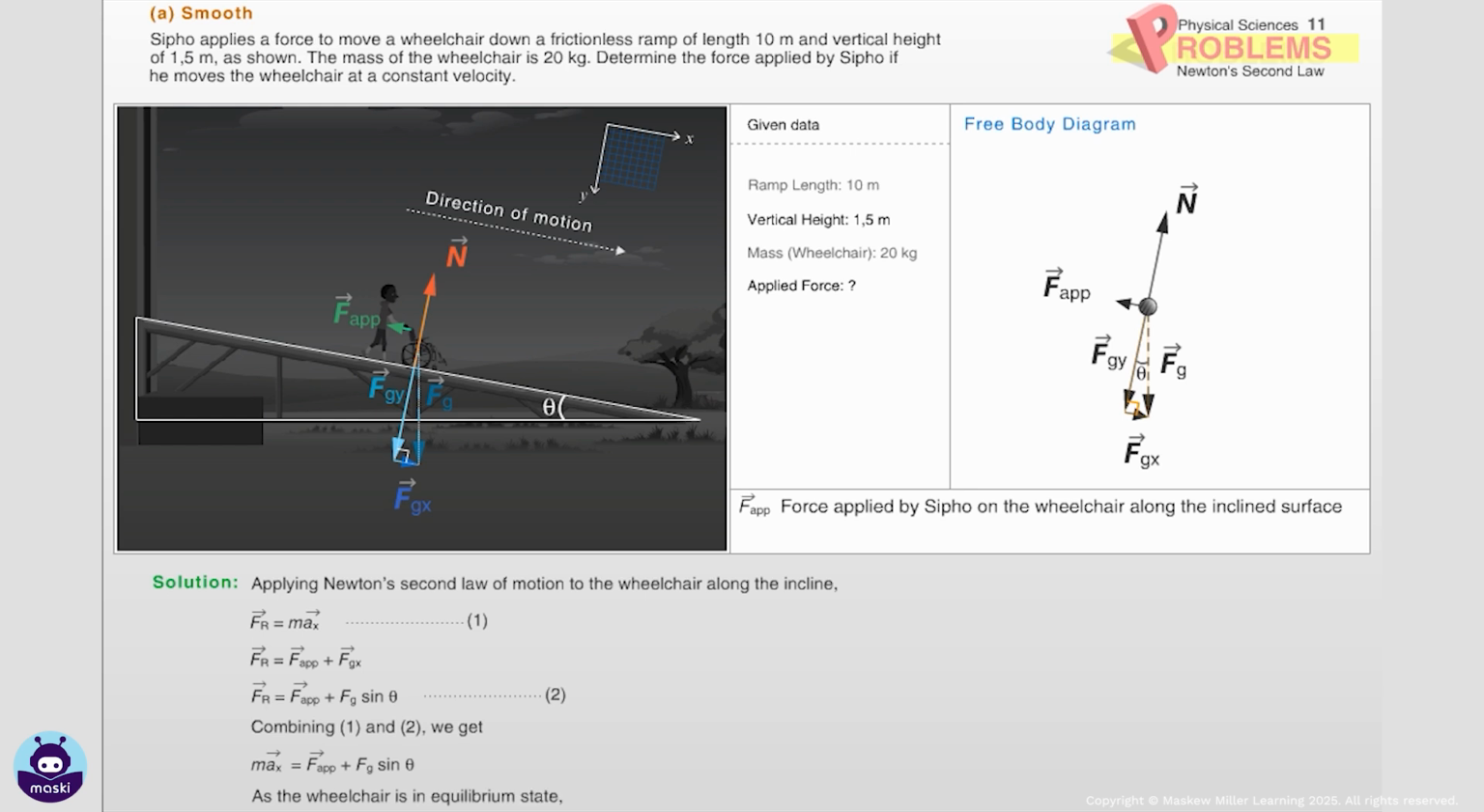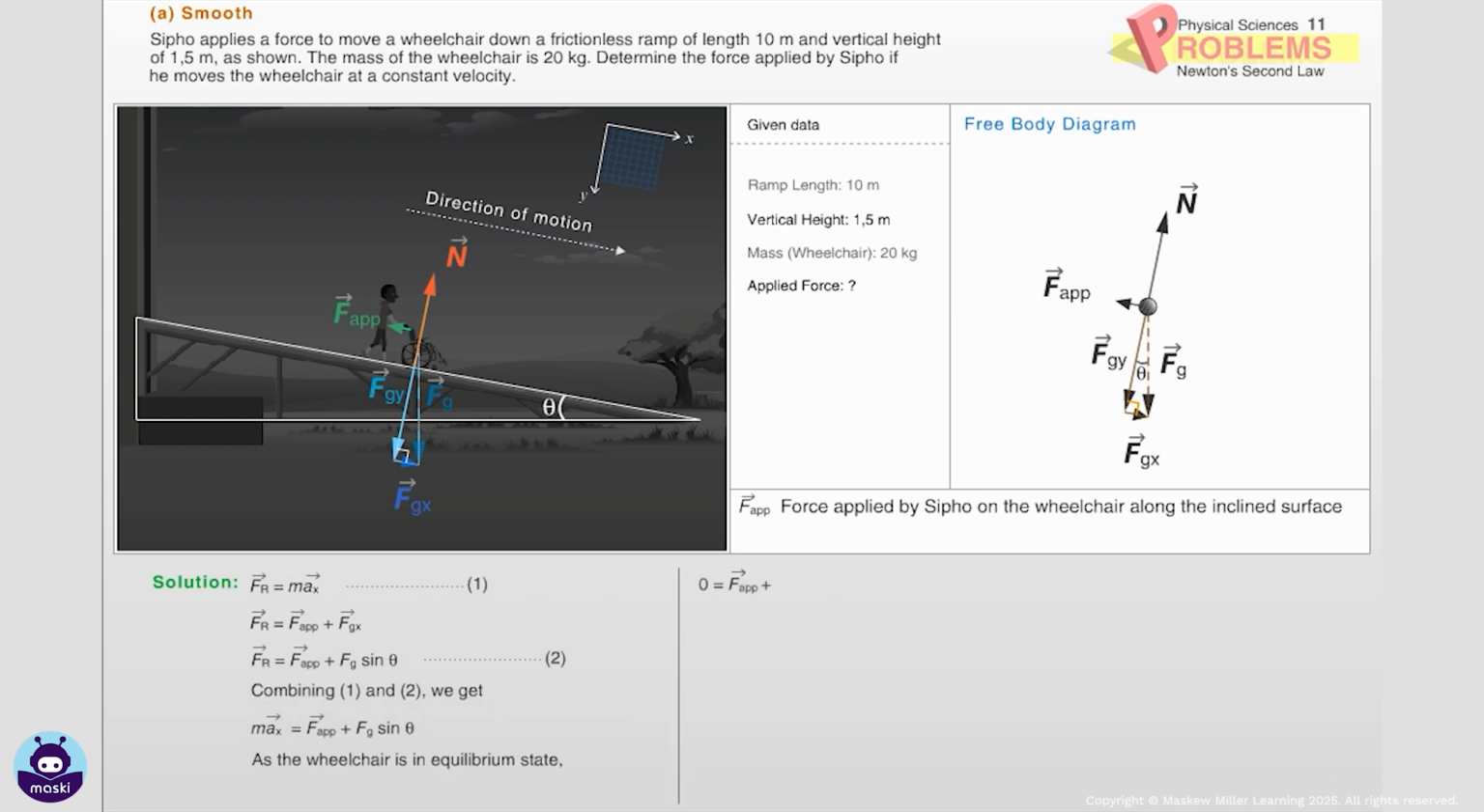Here, the acceleration is 0 since the wheelchair is in equilibrium state, that is, uniform motion. 0 equals vector F applied plus Fg sine theta. Substituting the values, we get vector F applied equals negative Fg sine theta equals negative mg sine theta equals negative 20 times 9,8 times 1,5 over 10 equals negative 29,4 newtons.